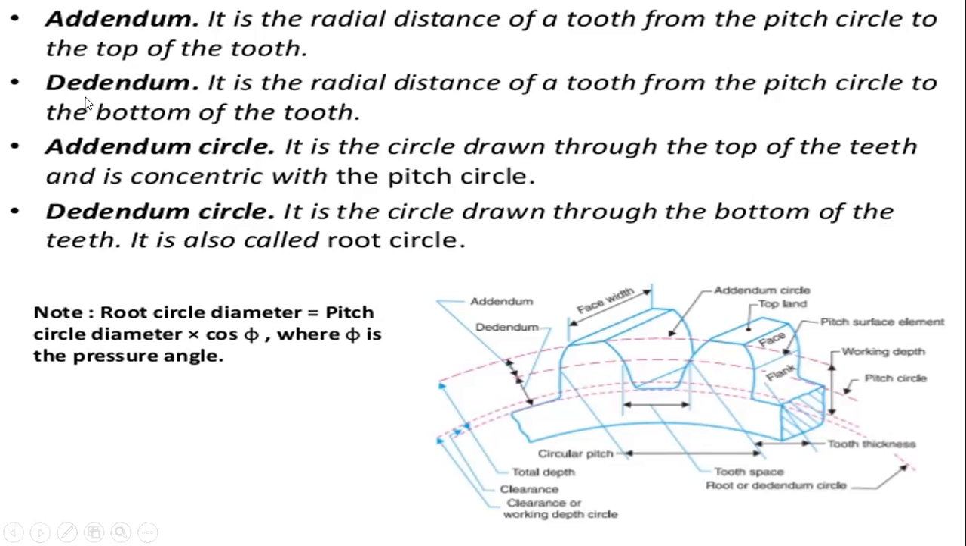Next one is the dedendum. It is the radial distance of a tooth from the pitch circle to the bottom of the tooth. We have taken the pitch circle as the border between the addendum and dedendum. So the lowermost part of the tooth, that is the bottom of the tooth measured from the pitch circle, is called the dedendum.